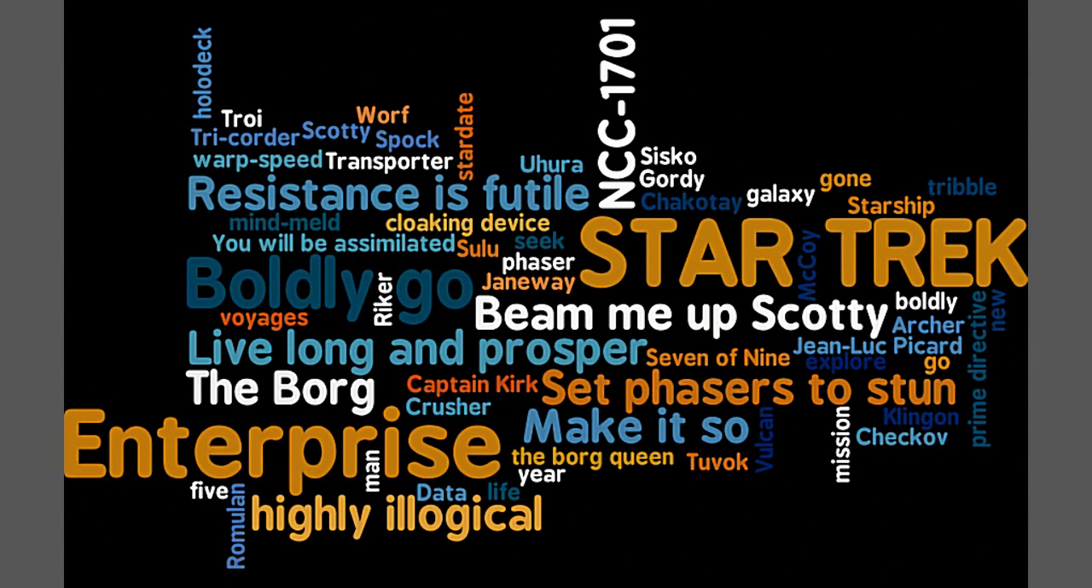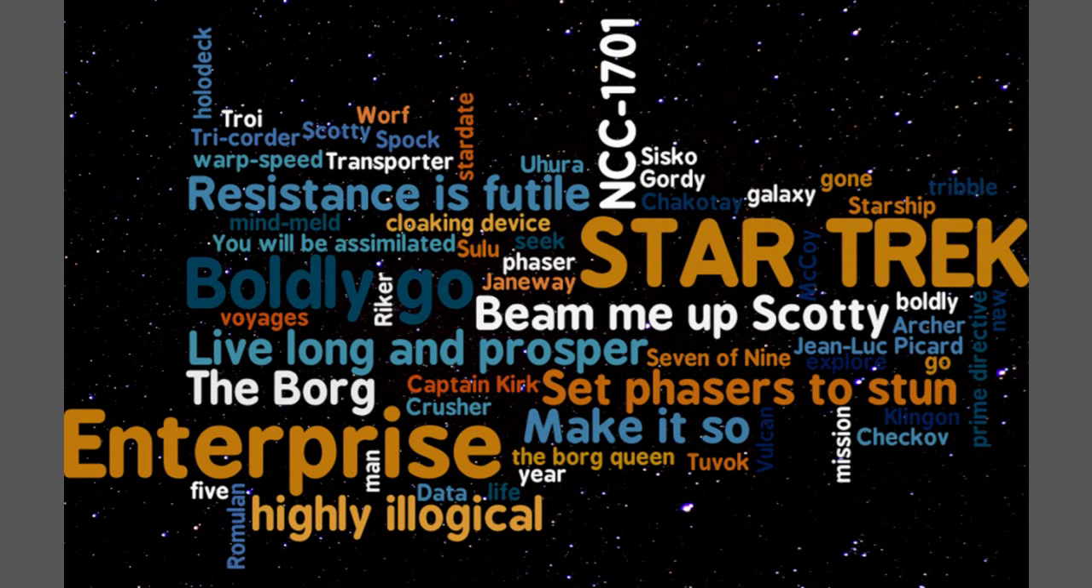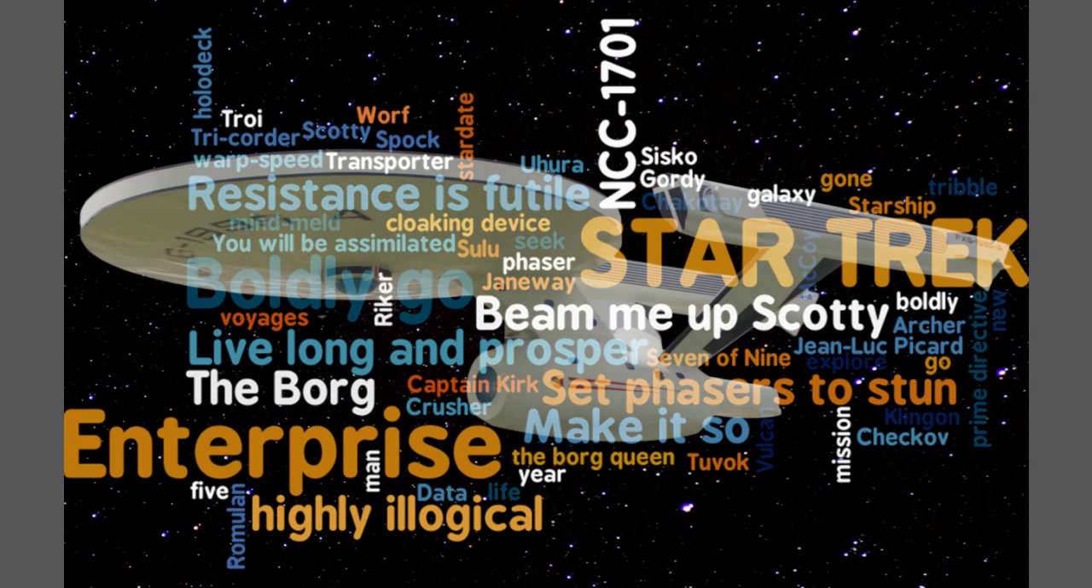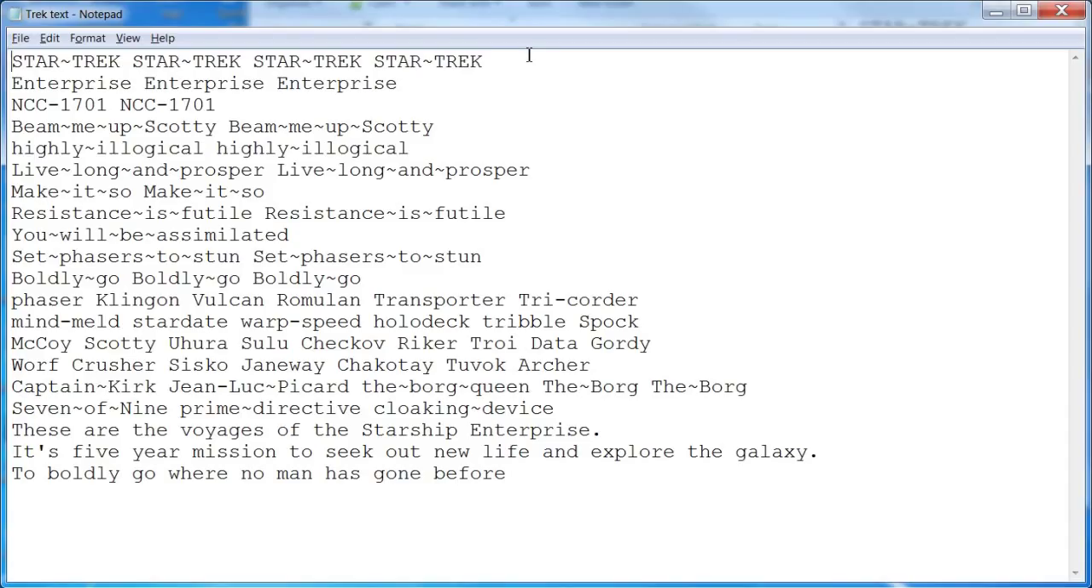We'll start out by creating a Wordle image on the Wordle.net website. Text used was selected from quotes from different versions of the Star Trek series. Then we'll replace the background with a Starfield. Next, we'll place the Enterprise ship in the image. Then we'll make some final adjustments. To begin the project, we need a word cloud.